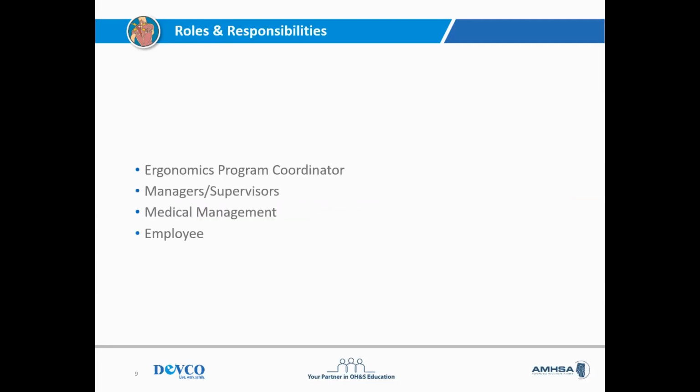So when it comes to roles and responsibilities, I'm going to go through these four different groups here. Ergonomics program coordinator, that could be a number of different titles. The smaller the organization, that might be one of many hats that a person wears. It might not be a full-time role, but ultimately we've got a program or system, and somebody's got to be primarily responsible for that. And then obviously we've got other folks that have a role in that as well.